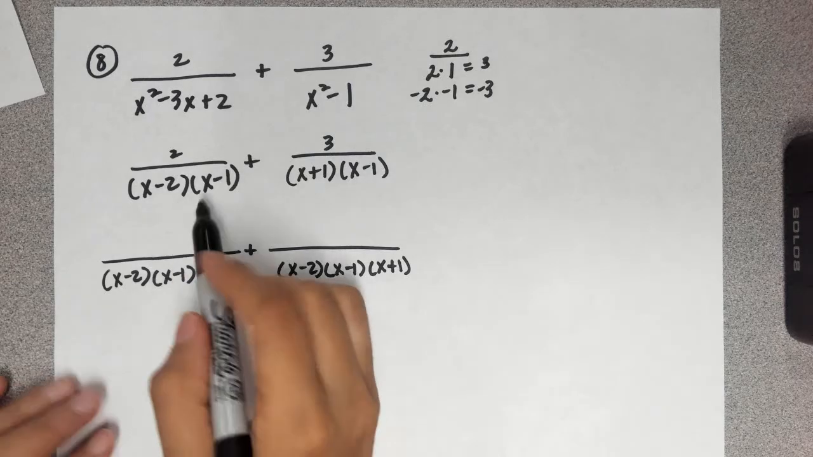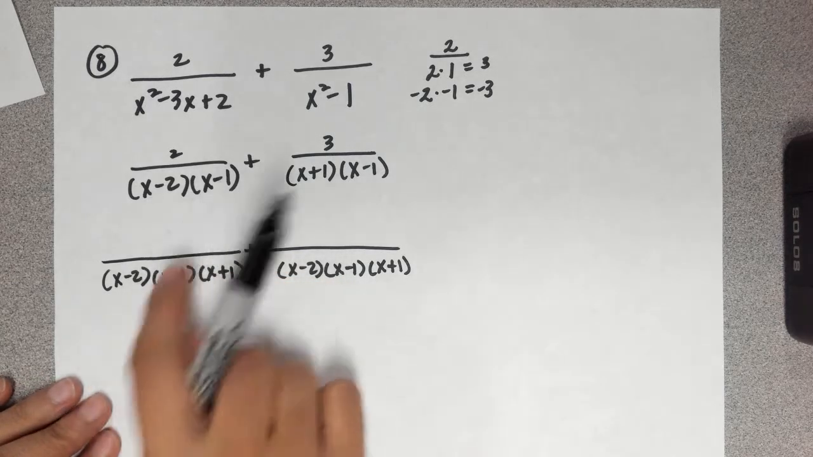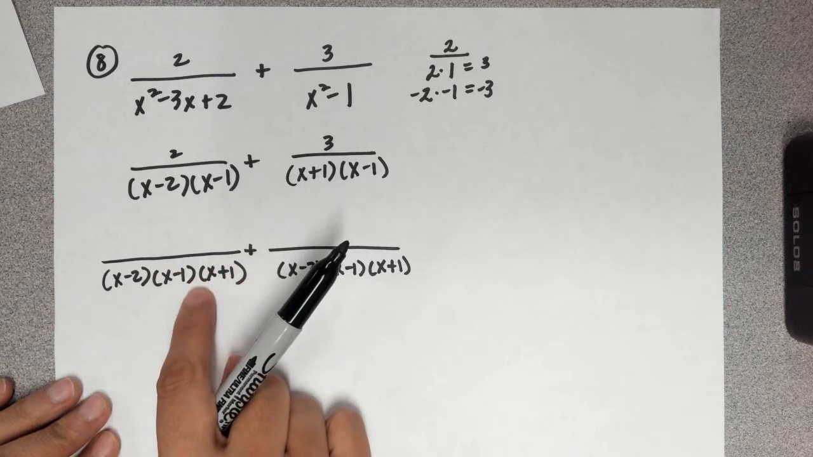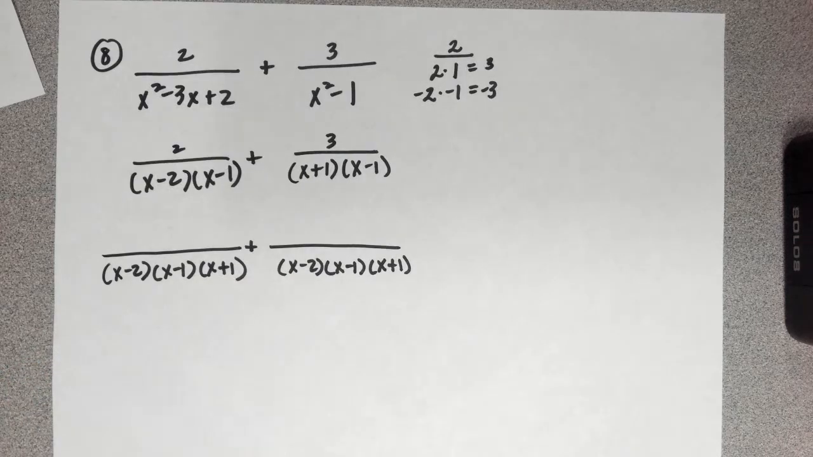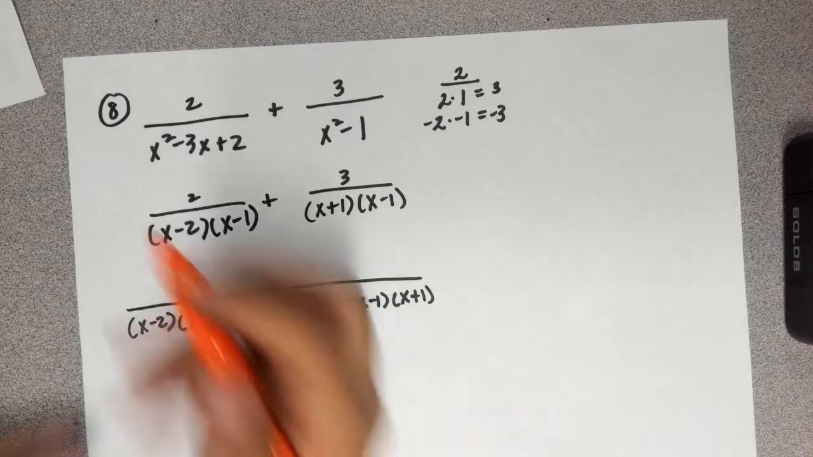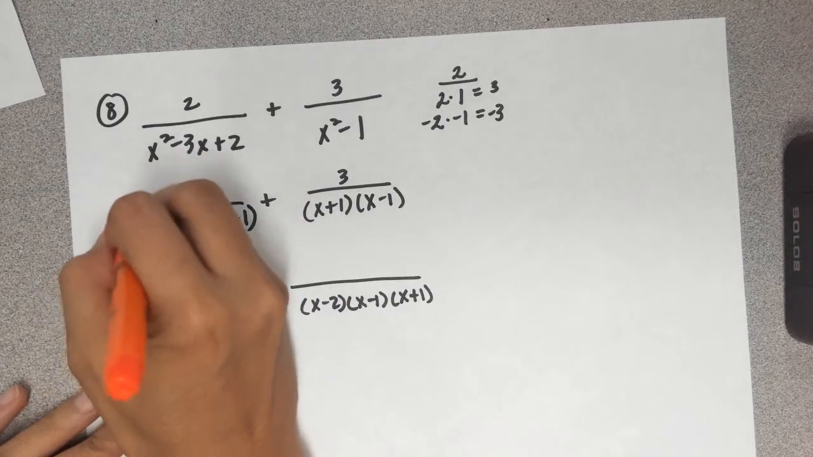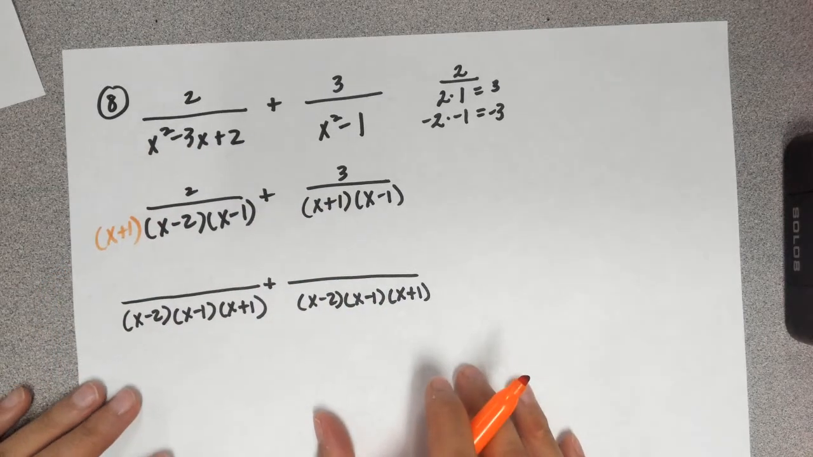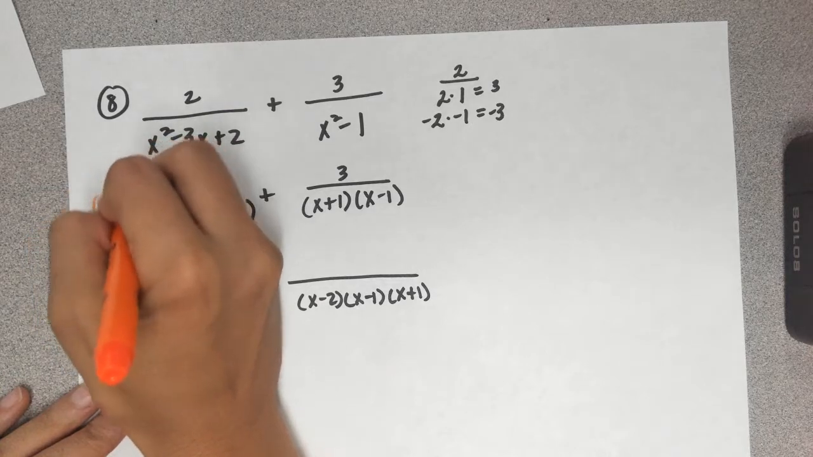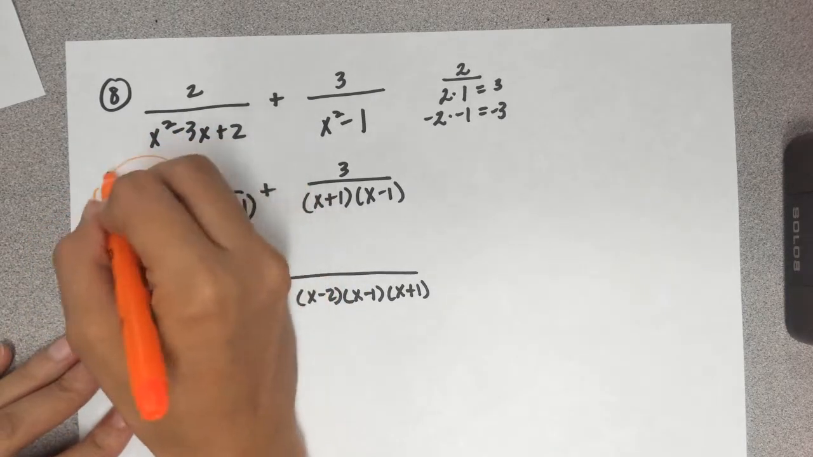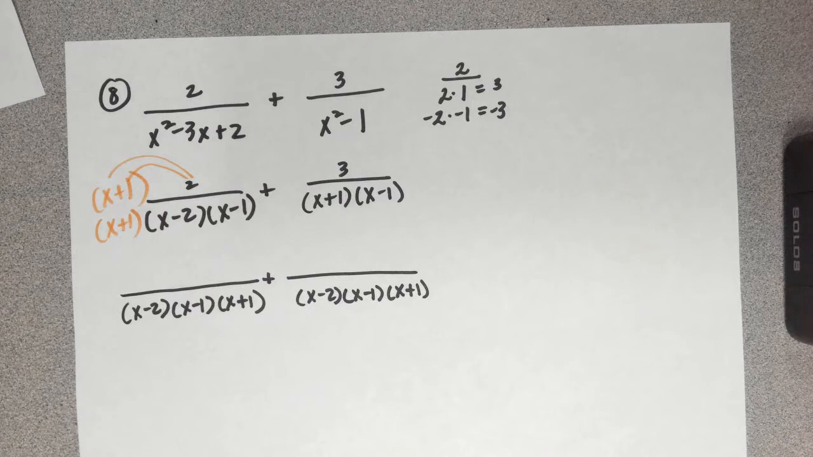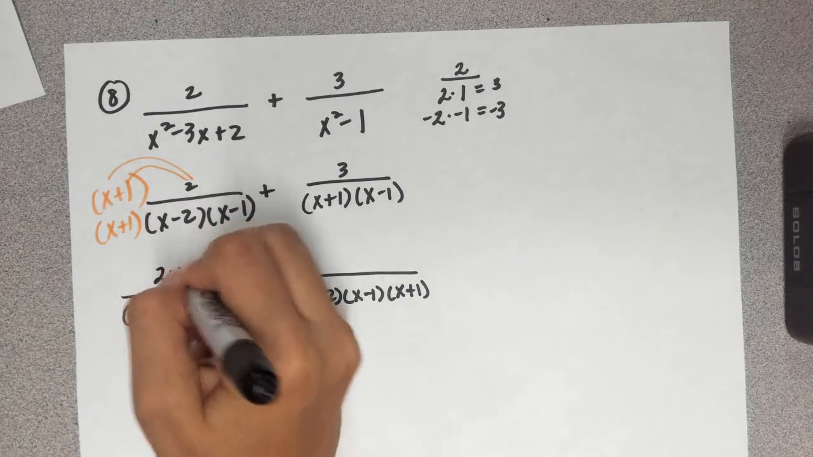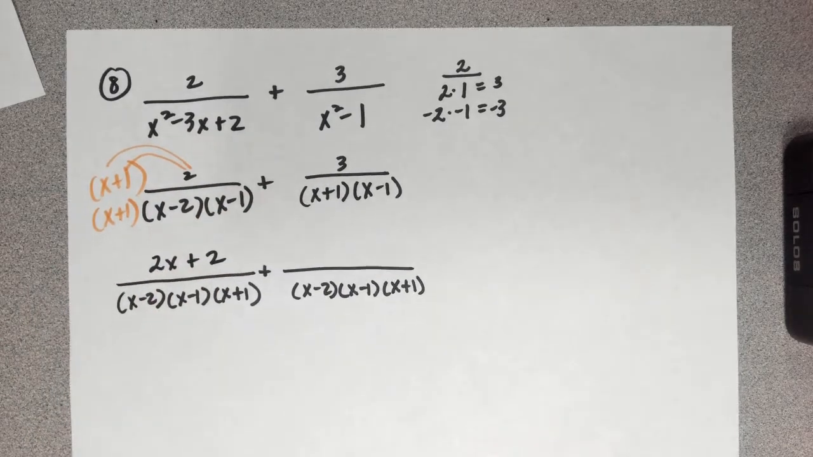Alright, so here, what am I missing? How did I get from this step to this step? What am I missing? I'm missing an x plus 1. So if I multiply this guy by x plus 1, what I do to the bottom, I have to do to the top. So I'm going to go ahead and distribute. So you get 2x plus 2.